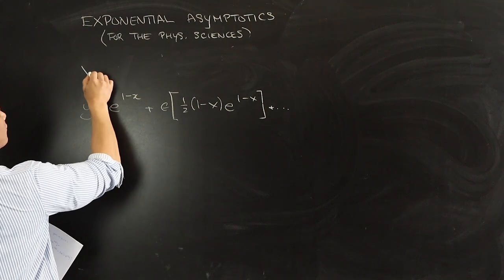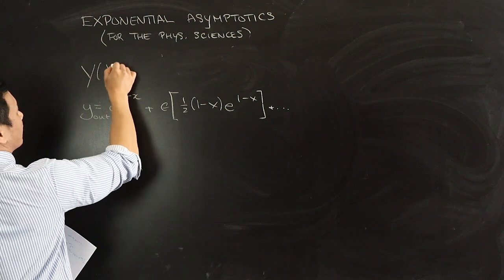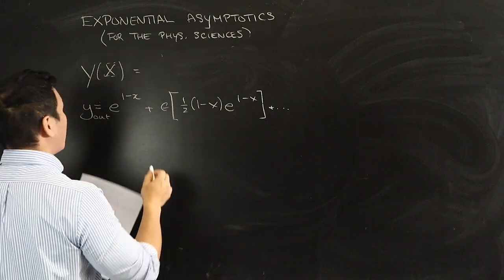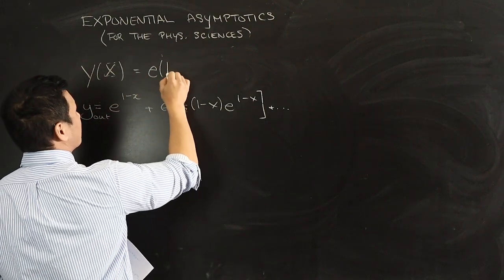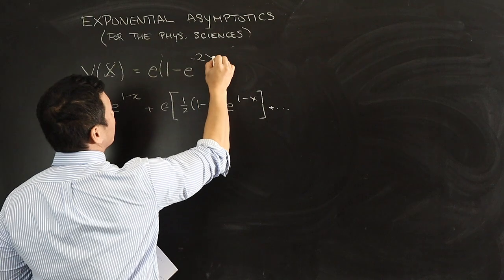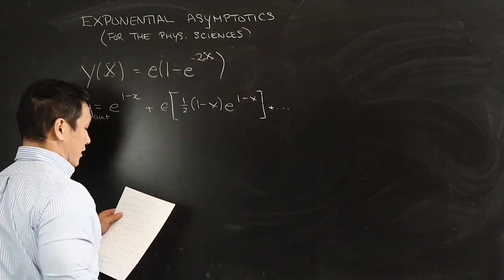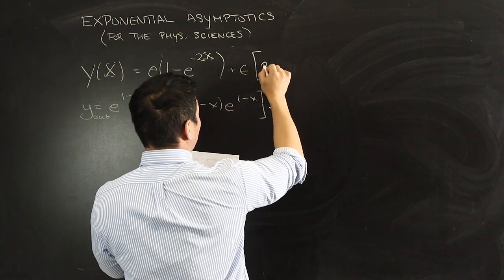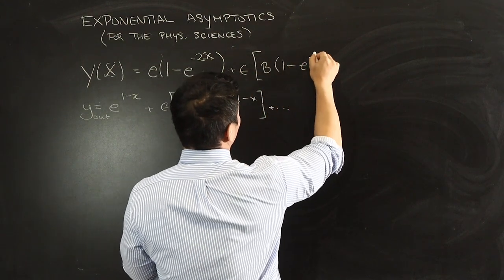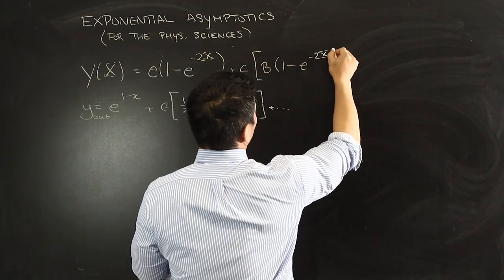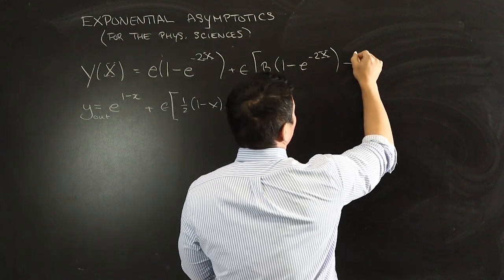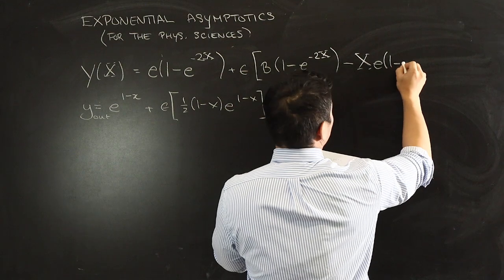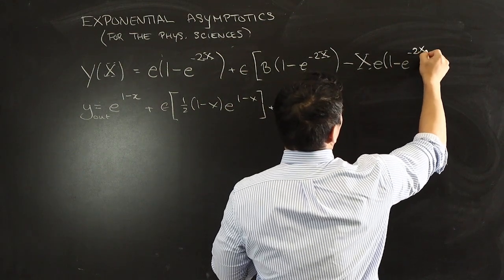So my inner solution, which I've called big Y of big X, let's say that I've solved for the leading constant already. That gets me an e in front. That's a 1 minus e to the minus 2 times big X. And then at the next order, this is already a little bit more complicated. It's b times 1 minus e to the minus 2 times big X minus big X times e times 1 minus e to the minus 2 times big X.